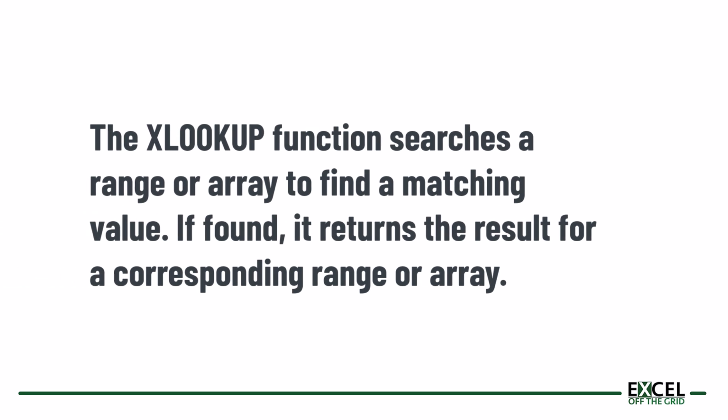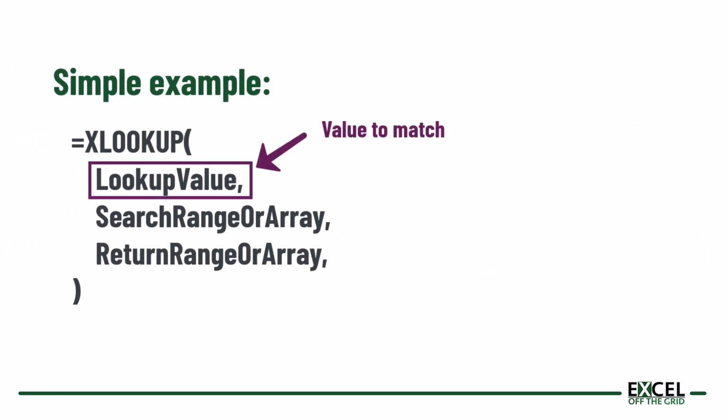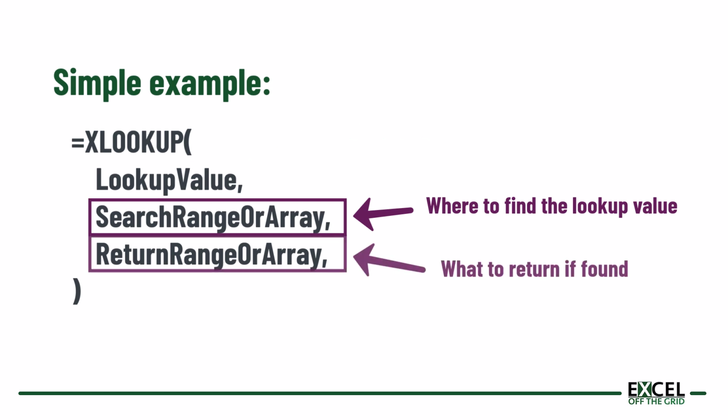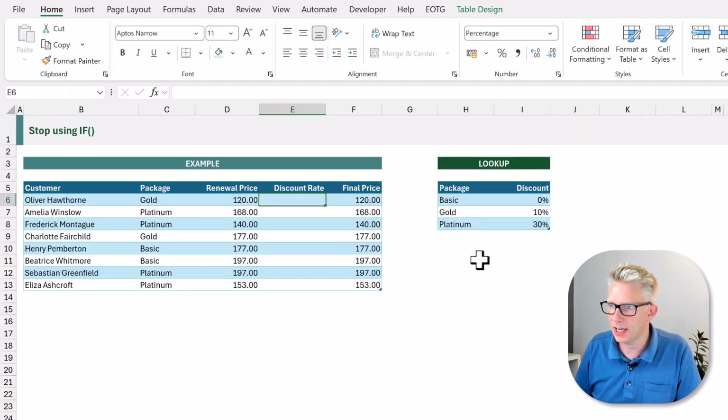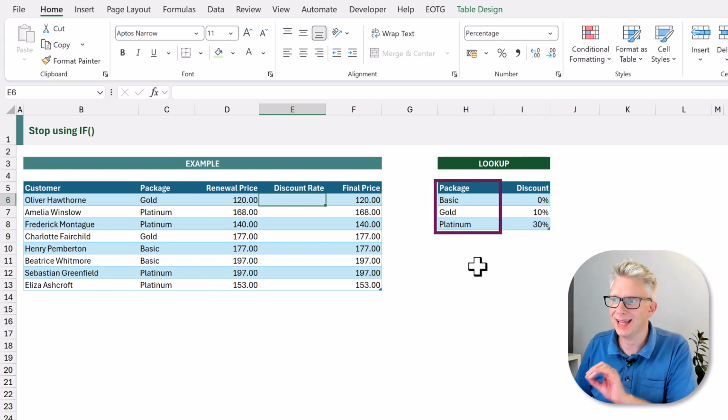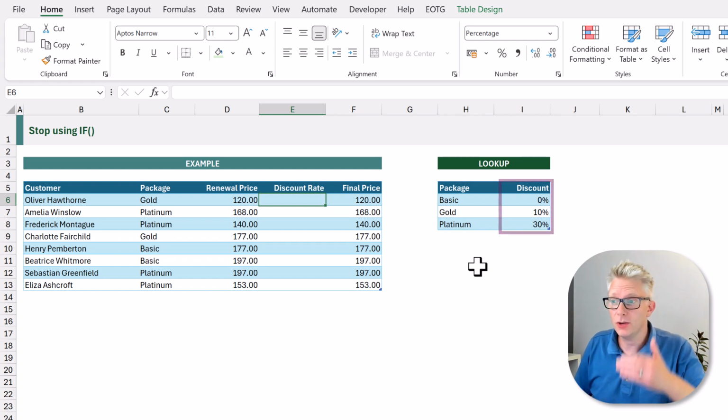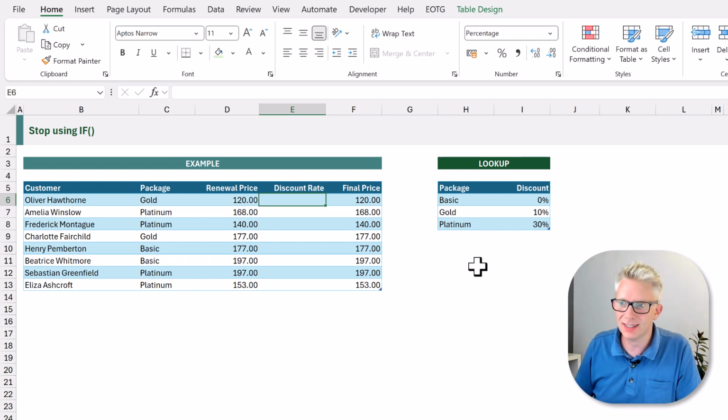What does XLOOKUP do? Well, XLOOKUP searches a range or array and tries to find a matching value. Once it finds a matching value, it returns the value from a corresponding range or array. So let's go and see how we can use this inside our example. You can see here we have a lookup table. It contains a package column and a discount column. So what we want to do is to look up the value from our package column and then return the value from the discount column.